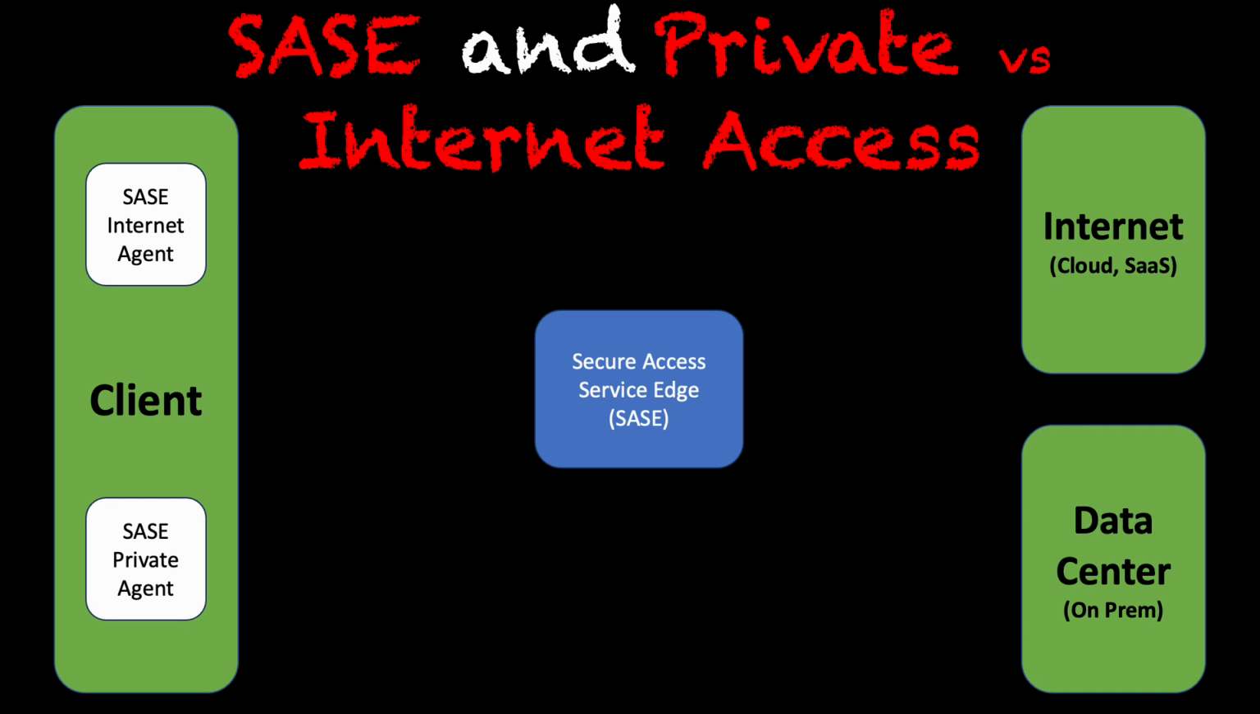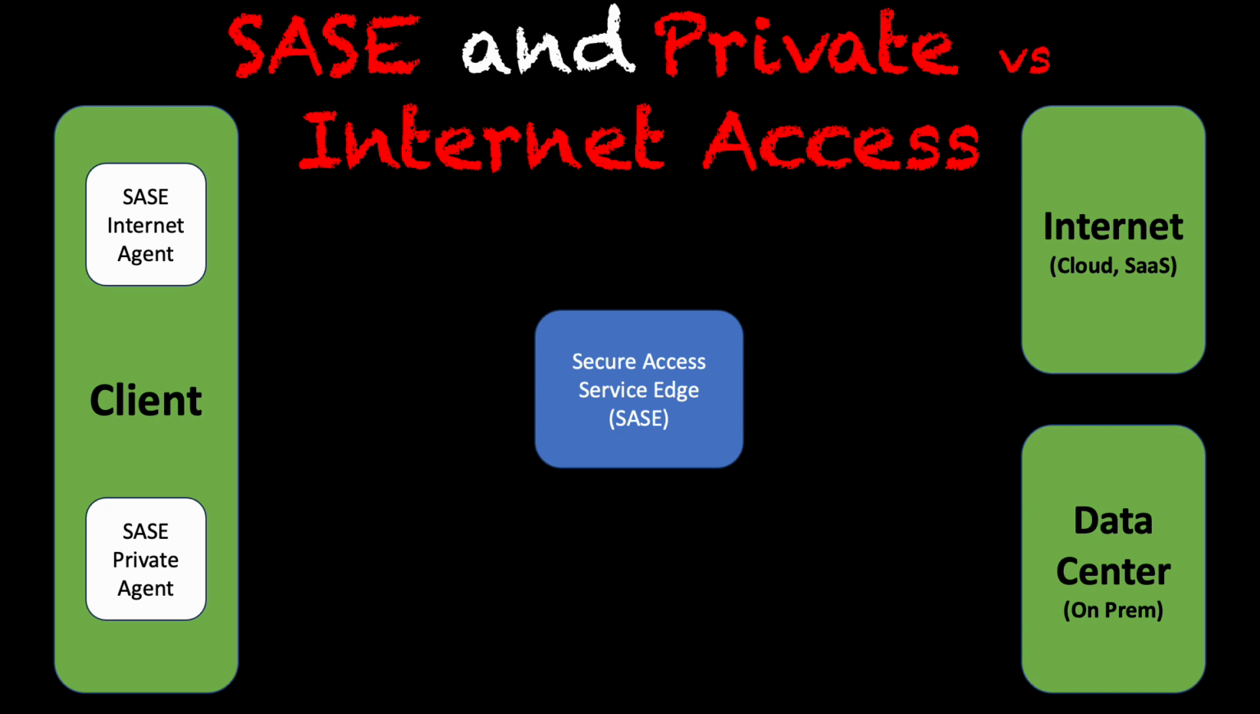If you are using either private access or internet access, typically most vendors will offer two different types of agents, or some vendors may offer a single agent. Just for illustration purposes, I've separated them into different agents. The client doesn't have to install both of them; they can install a single one. But I just want to separate them for illustrative purposes here.